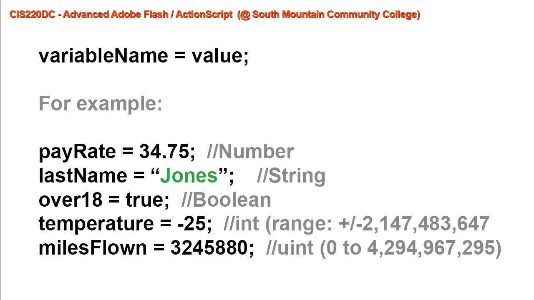Temperature equals minus 25, that's an int. And milesFlown equals a little over 3 million as an unsigned integer. Can't have a negative value with an unsigned integer. What I can't say are things like payRate equals Jones. Jones is not a number, and payRate was declared as a numeric value. If we try to do that, we would get an error.